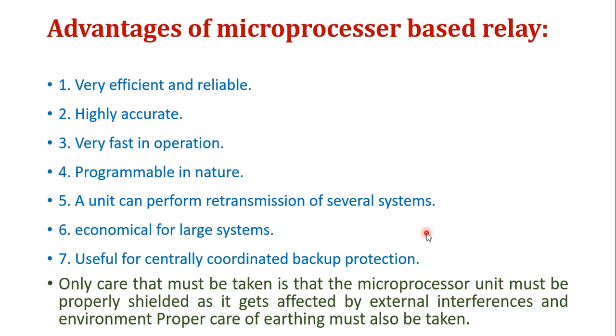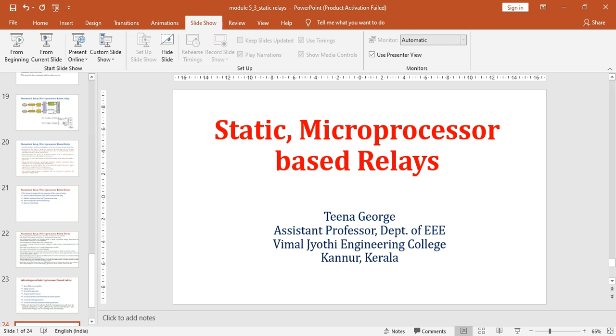If a highly complicated backup protection with adjusted times and so on is required, the microprocessor based relay is more suitable. The only care that must be taken is that the microprocessor unit must be properly shielded, as it gets affected by external interference and environment. Proper care of earthing must also be taken. These are about microprocessor based relays. So we have discussed static relays and microprocessor based relays.